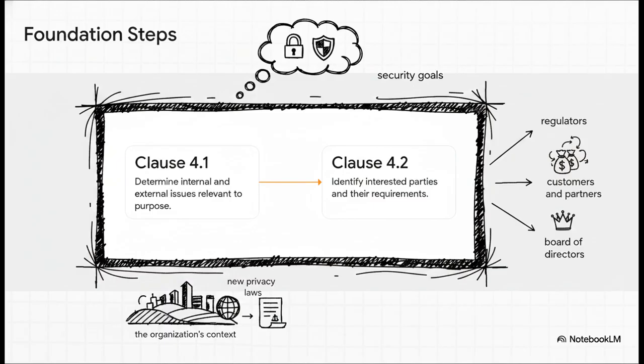Then you hit Step 2, Clause 4.2. This is where you identify your interested parties and figure out what they actually need. Who cares about your security? We're talking customers, regulators, partners, maybe your board of directors. You've got to know what they expect before you even think about defining what your ISMS covers.